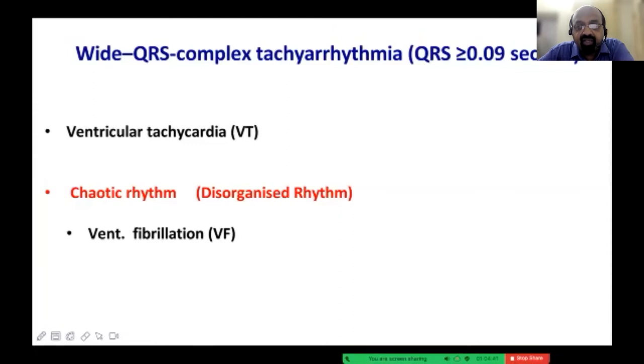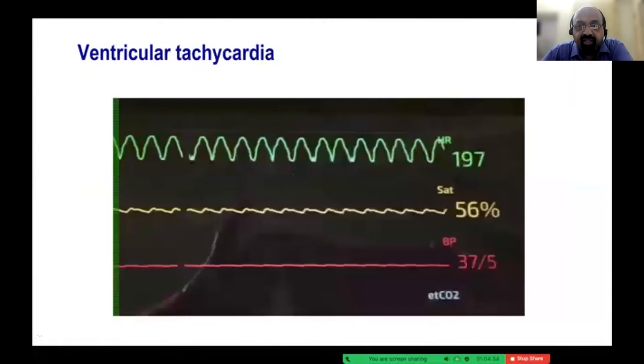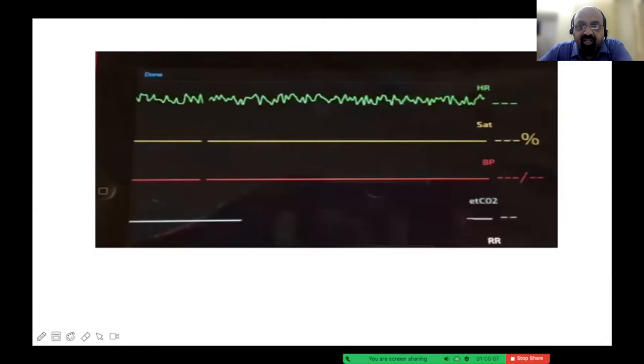And wide QRS, we talked about pulseless ventricular tachycardia, but ventricular tachycardia with pulse and poor perfusion can also occur. That's beyond the scope of this lecture, so I am not going into this. But we know with wide complex tachycardia, you always need to think about ventricular tachycardia and whether there is a pulse or no pulse. That's the wide complex you are seeing here. And next is the chaotic rhythm, as I told, scribbling like, and it's ventricular fibrillation. This is a cardiac arrest rhythm, which we already discussed.